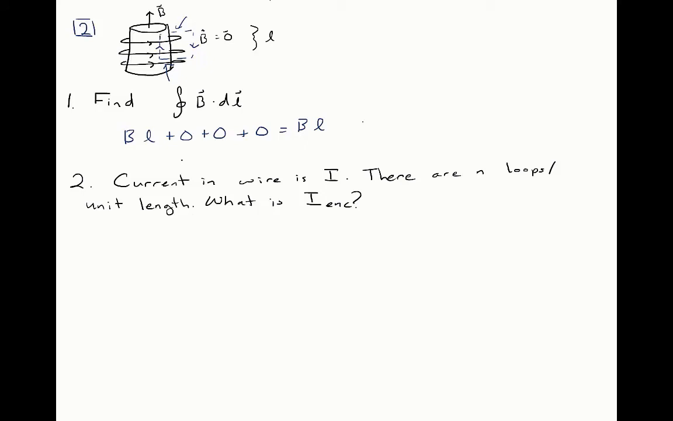Okay, now to figure out the total current enclosed. Well, basically, the trick is to know that n equals N over L. So if you want to know the total number of loops of wire that are enclosed, that's just n times L. Then you multiply that times the current in each wire. So it's just the number of wires times the current in each wire. So this is the current enclosed. Okay, let me know if that makes sense.